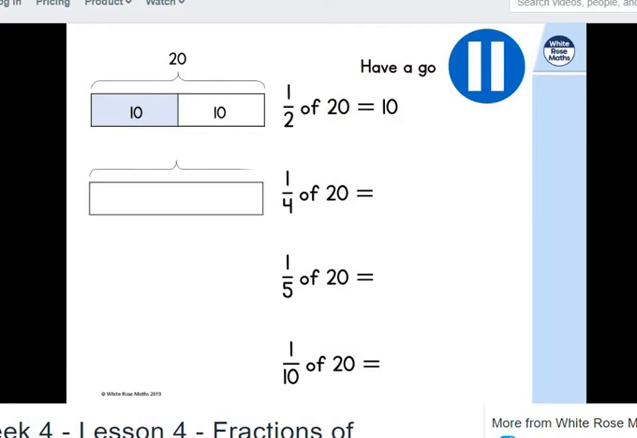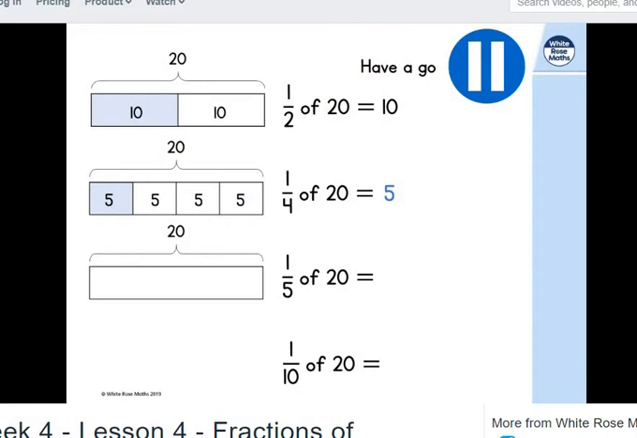How did you get on? We know our whole is 20. We want a quarter of that. And a quarter would be 4 equal parts. So 20 divided by 4 would be 5.